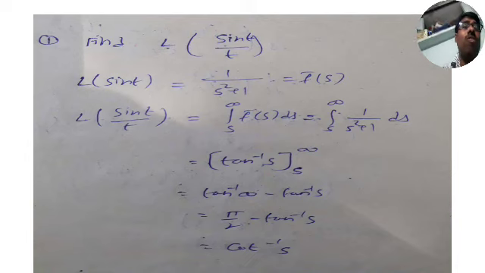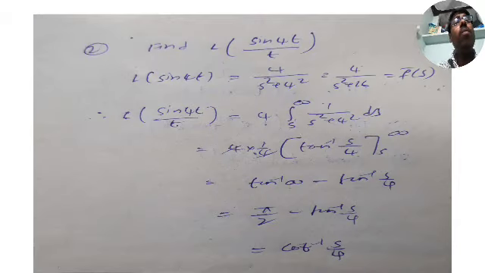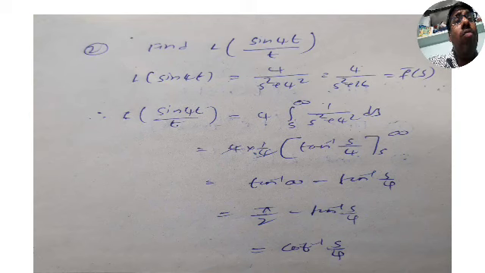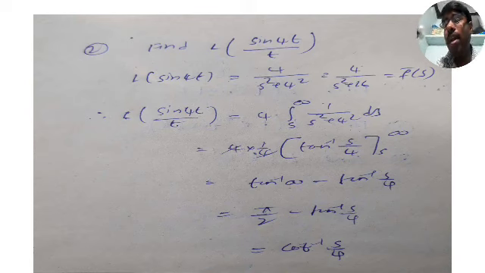So this is our first problem. Let us go to the second problem. What is the second problem? Find L of sin 4t by t. Now, the second problem is find L of sin 4t by t.